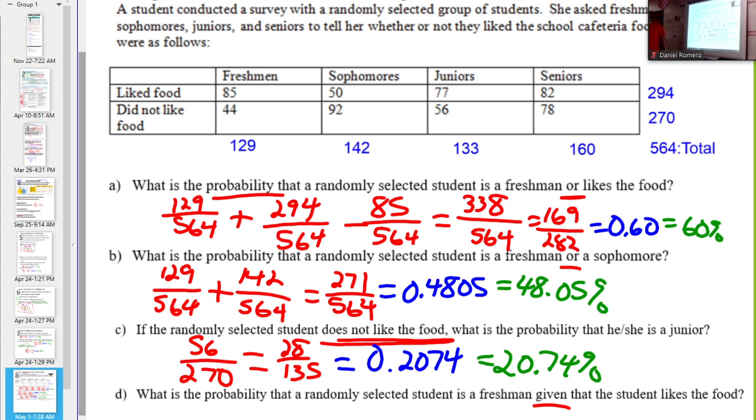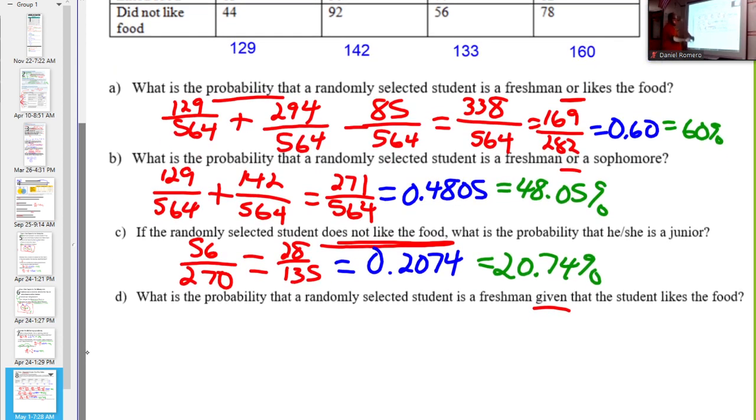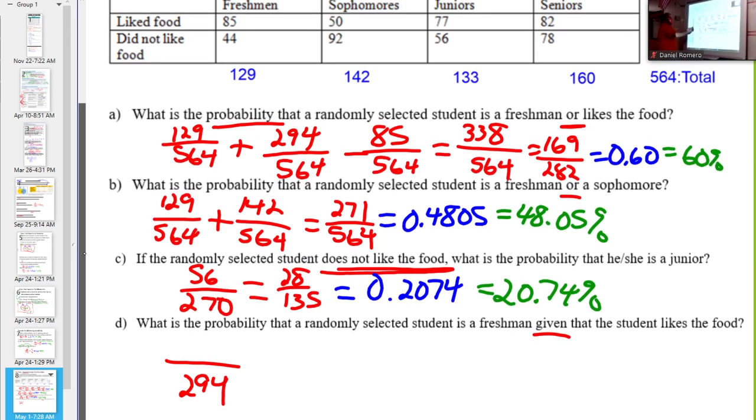They like food. How many kids like food? There's just a lot of kids that don't like food. It says food, it doesn't have like a service. That's 294, and out of that 294, just looking at that row, how many are freshmen? 5.